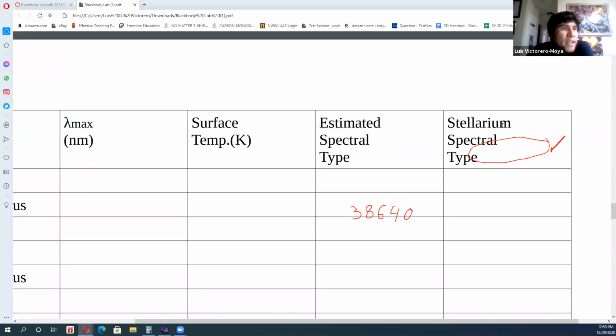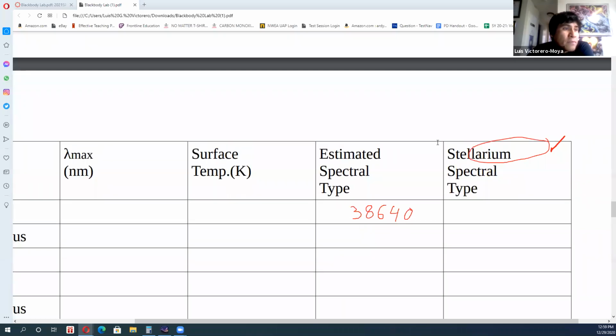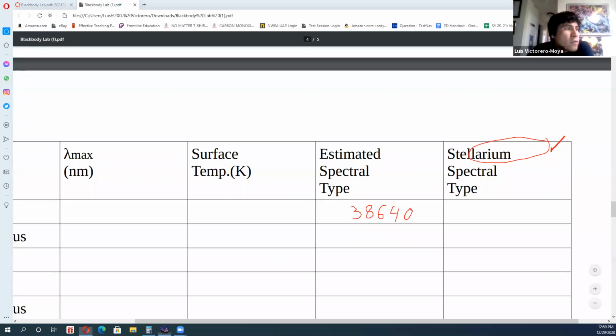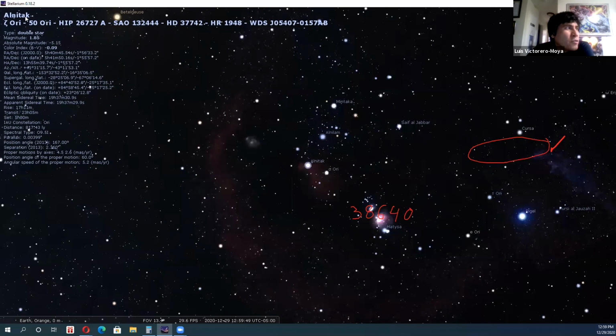Here is the nice part. You can check your estimate using Stellarium. You look for the star Alnitak, that's the star that I used, and then you look for the spectral type. And look what I get: O9.5. I said O8.5, O9. So not bad. It's a good estimate.